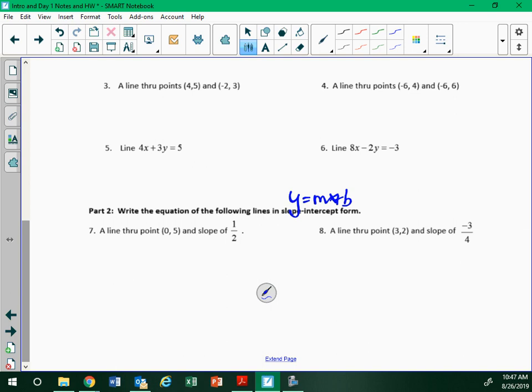So we've got, let's see, this is our x value, our y value, this is our slope. So our point slope form: y minus y1 equals our slope times x minus x1.